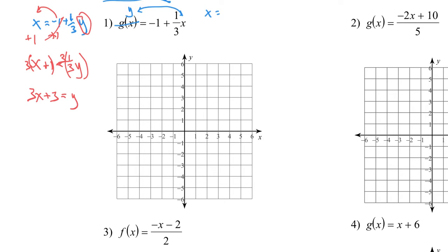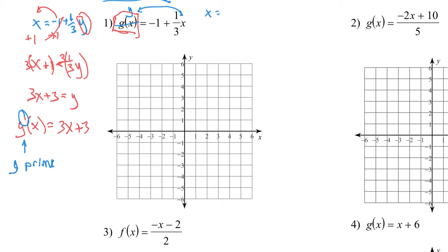Now to write that it's an inverse, we go back to the g of x notation. And so instead of y, we'll put not g, but g prime of x is equal to 3x plus 3. Okay, so that little apostrophe indicates that this is the inverse of g. And we call this g prime.